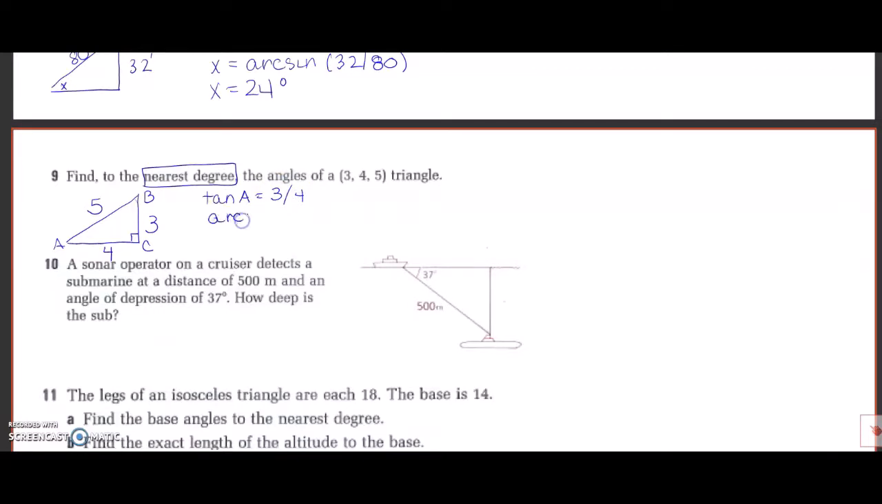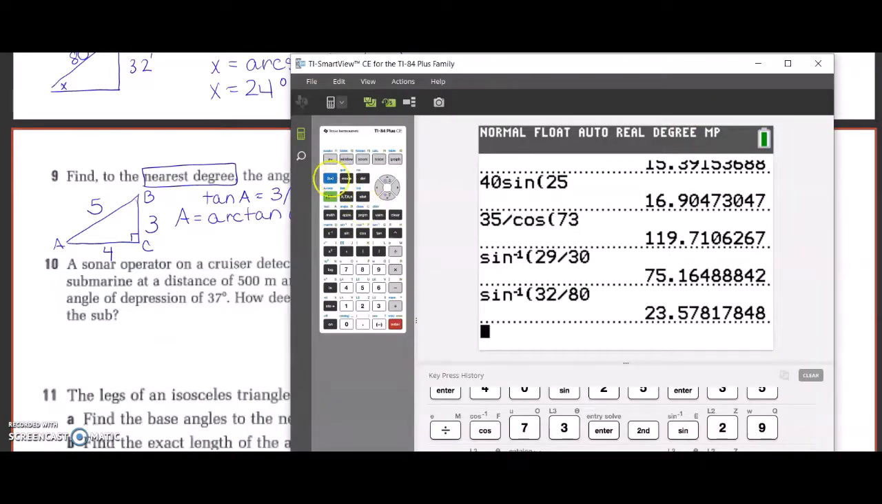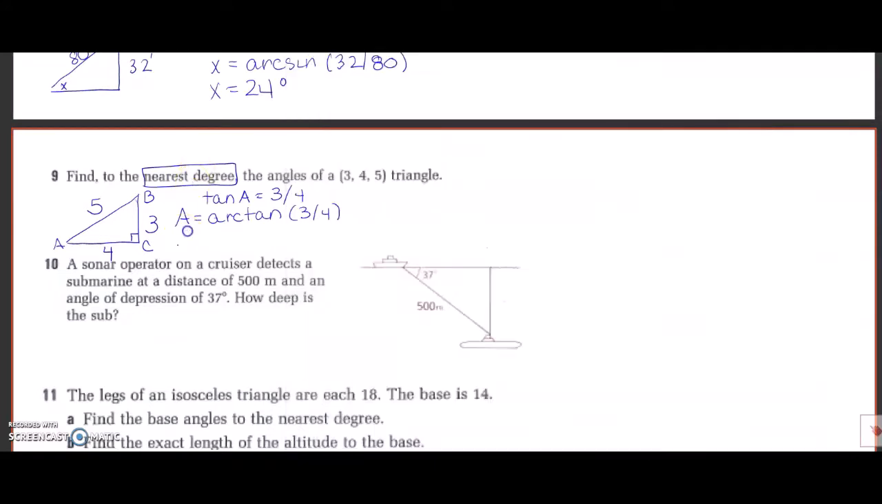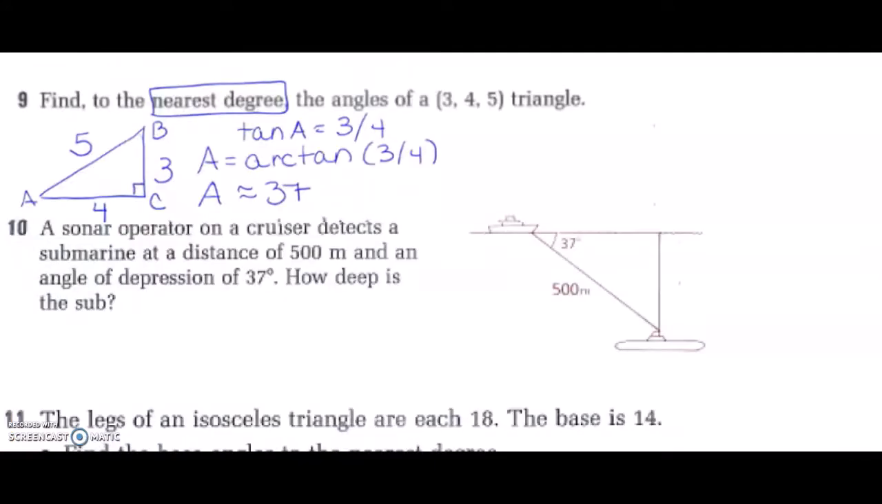That means I need the arctan of 3 divided by 4. So second tangent, 3 divided by 4, is about 37 degrees. So angle A is approximately 37 degrees. And let's recall that in a right triangle, the acute angles are complements. So angle B would have to be 90 minus 37, which would be 53. And then that's 90.